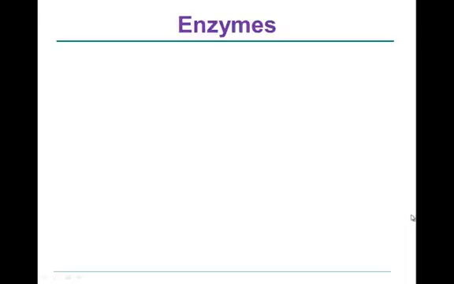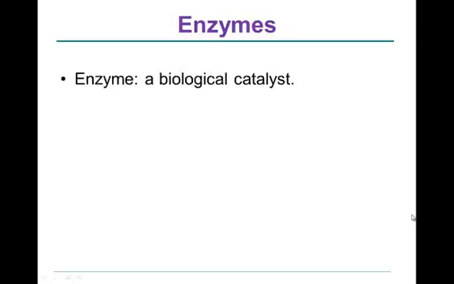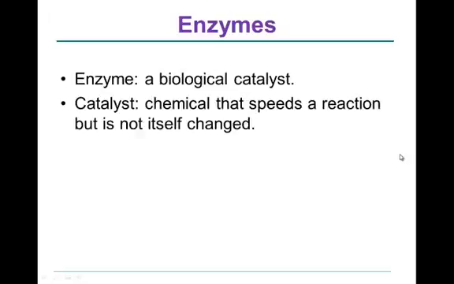The definition of an enzyme is that an enzyme is a biological catalyst. Now that doesn't help you very much if you don't know what a catalyst is. So a catalyst is a chemical that speeds a reaction but is not itself changed during that reaction. And therefore, when it's over, the catalyst can perform the same function again. It can catalyze the same reaction again. And so a biological catalyst is simply a catalyst inside a cell or inside a living organism.